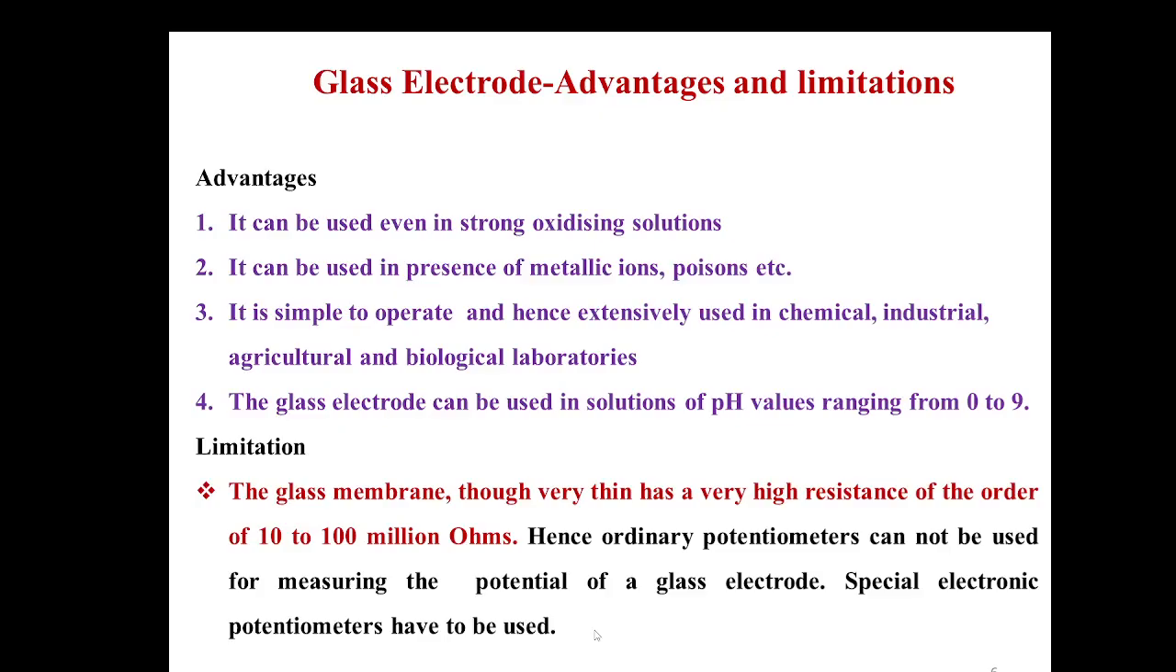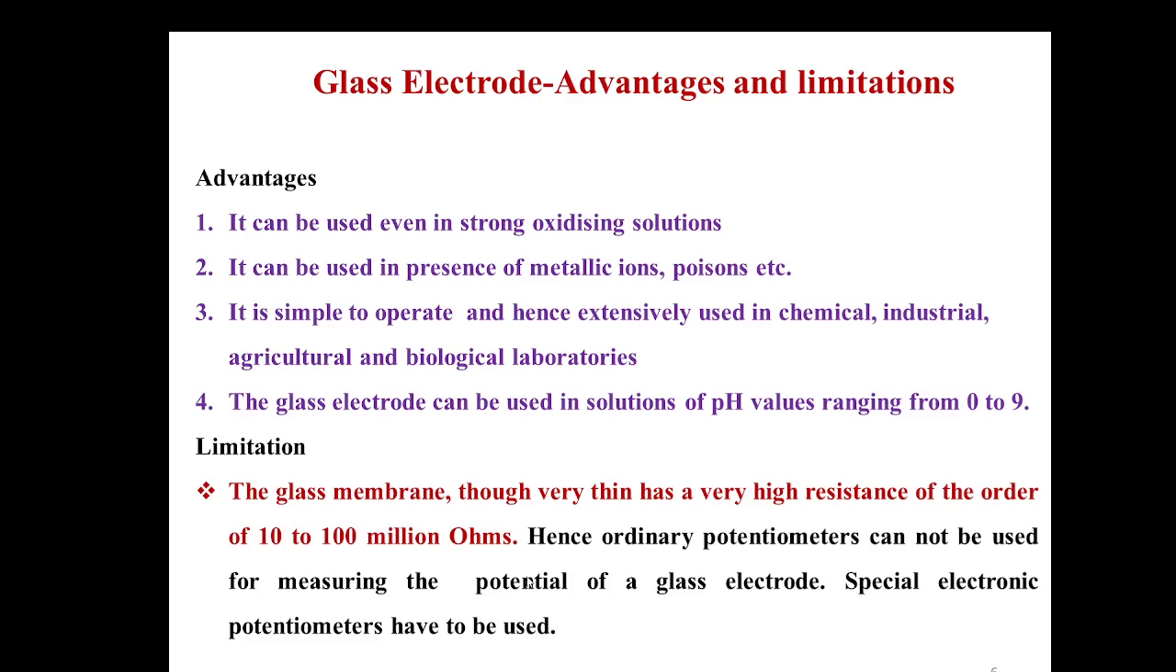The advantages of the glass electrode: it can be used even in strong oxidizing solutions. It can be used in the presence of metallic ions, poisons, etc., because the electrode will not be poisoned easily. It's simple to operate and hence extensively used in different laboratories: chemical, industrial, agricultural and biological. The glass electrode can be used in solutions of pH values ranging from 0 to 9.